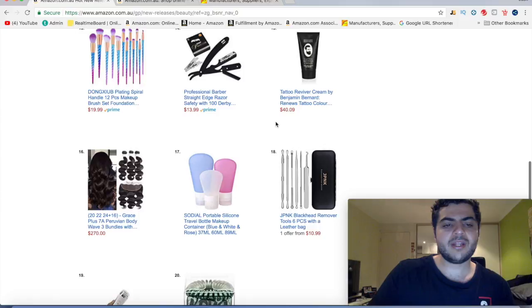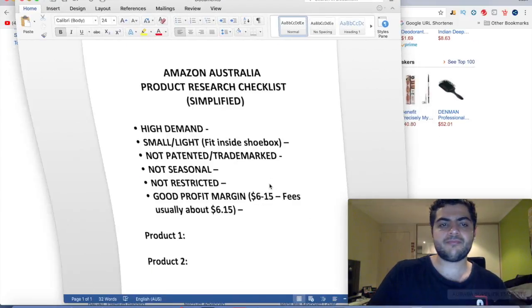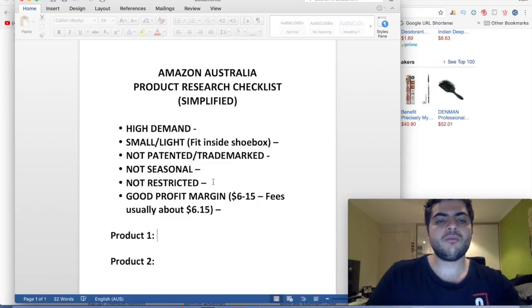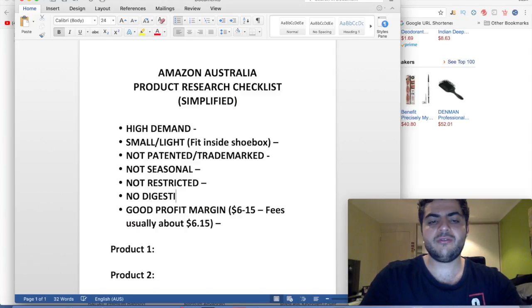Tattoo Reviver Cream. Now, I know I say don't go, I'm going to add this in as well. So we won't go for any digestives. So, no digestives.